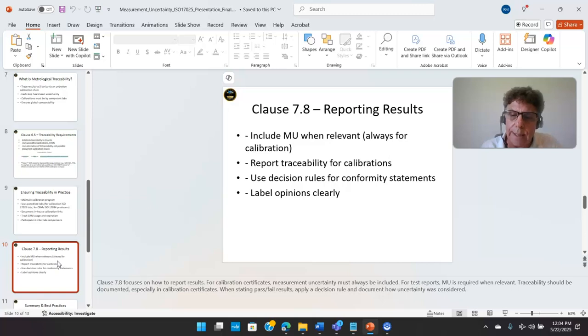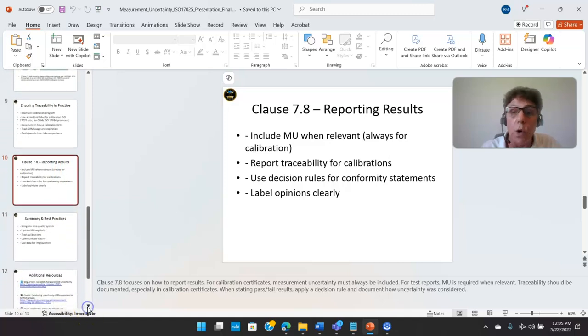So you want to make sure that in test reports, measurement uncertainty that's relevant is reported properly, and this traceability should be documented, especially on those calibration certificates. Also, when stating pass-fail results, you want to apply the decision rule and document how uncertainty was considered in that decision rule. For example, if you have a pass-fail criteria in microbiological testing, you want to make sure that you've defined what your pass-fail criteria is and how you considered the uncertainty of measurement in that decision rule. That's very important because the uncertainty would determine whether it passed or failed. So you want to make sure that you've considered that in your pass-fail criteria.